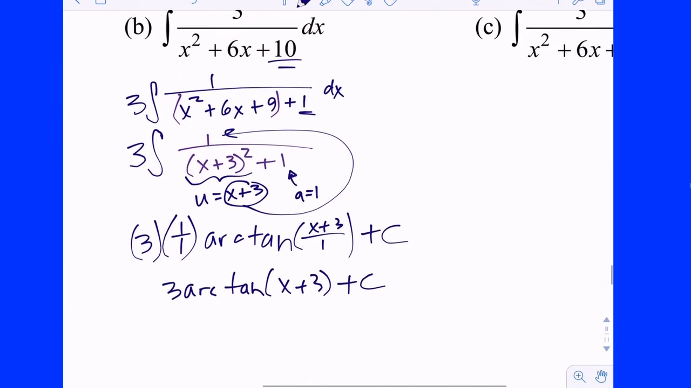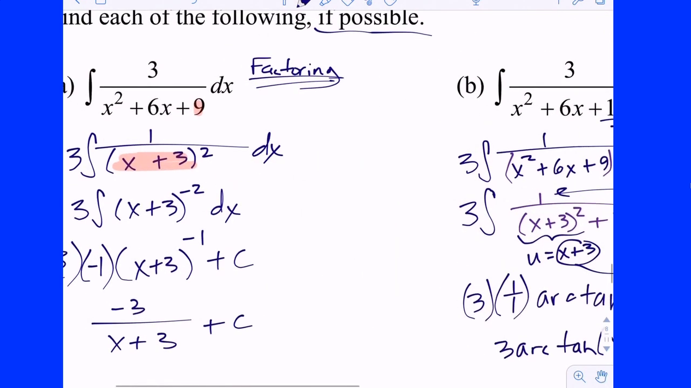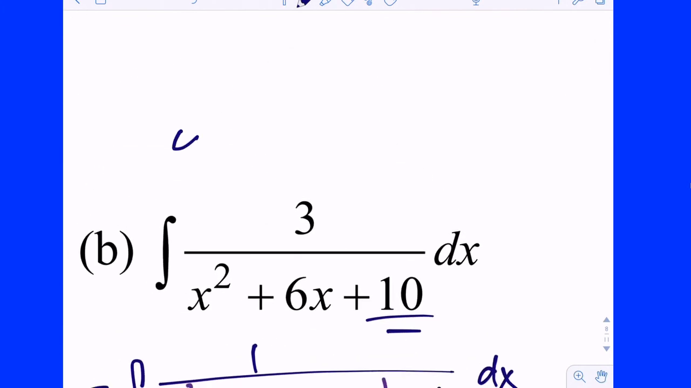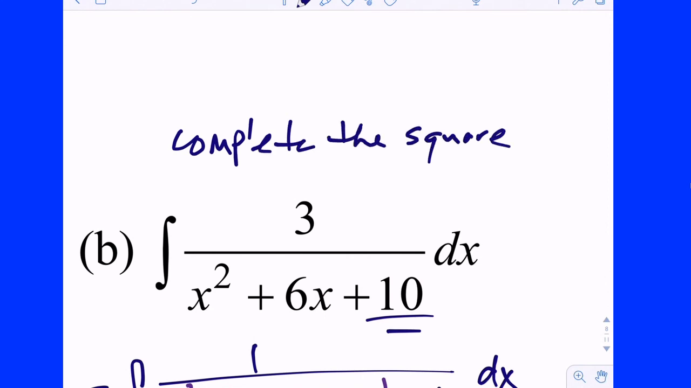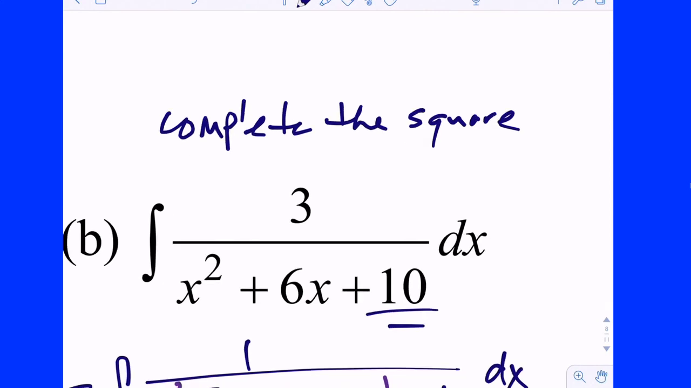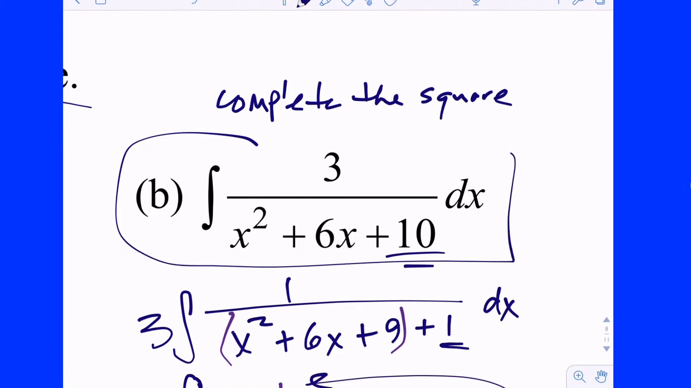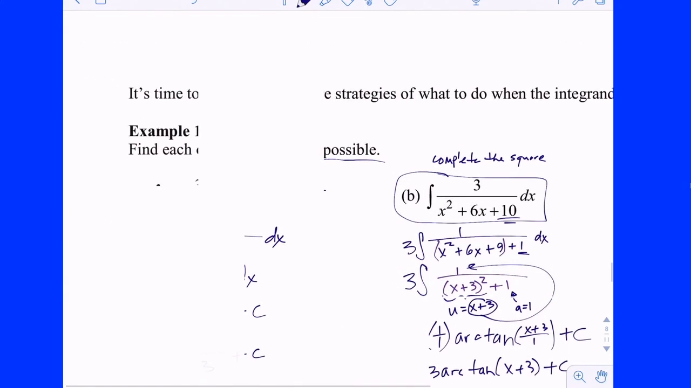Now, what to do if we hadn't done A first and known that 9 was going to make it factorable? One of our strategies is going to be to complete the square, and I will show you how to do that tomorrow. So we'll pick up with example 19B again, but we'll do it a different way. We will finish the notes tomorrow.